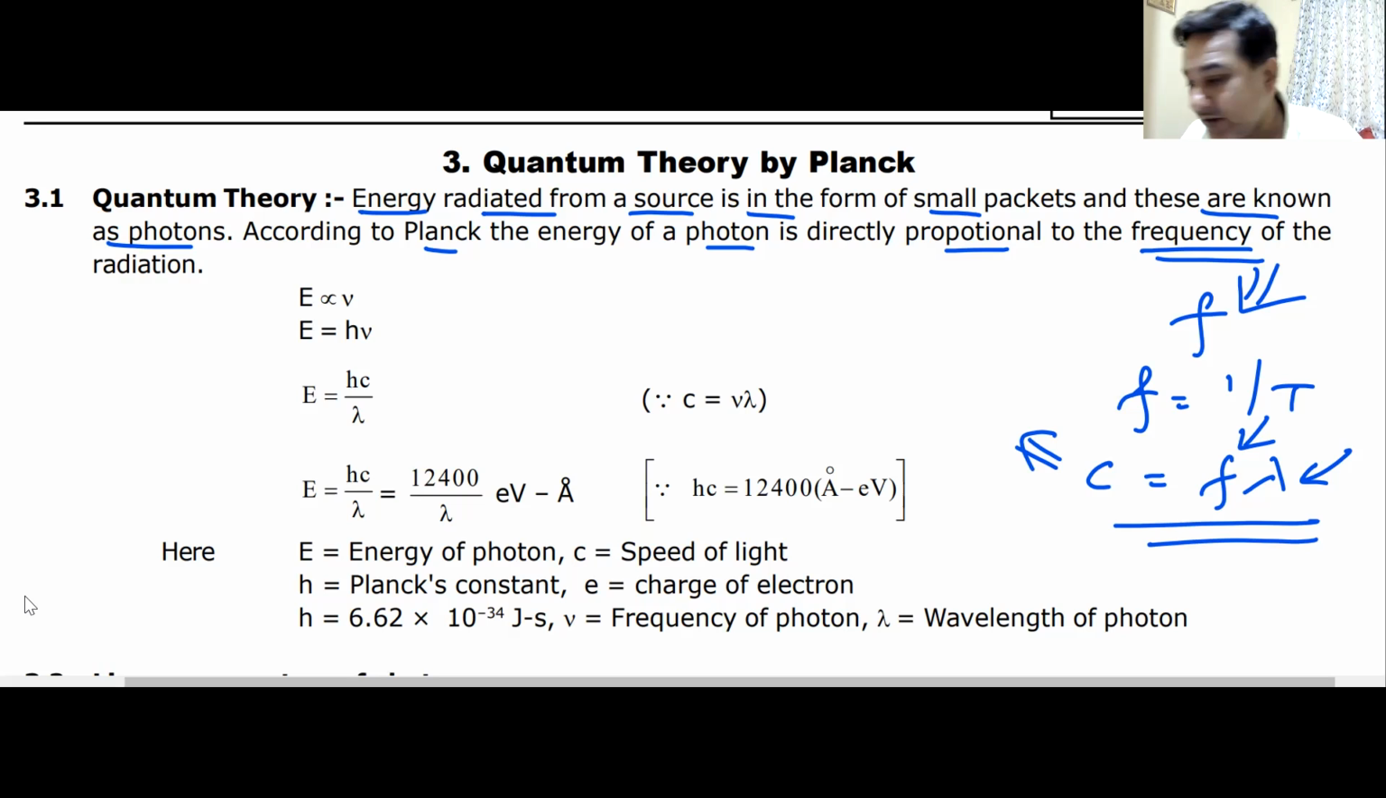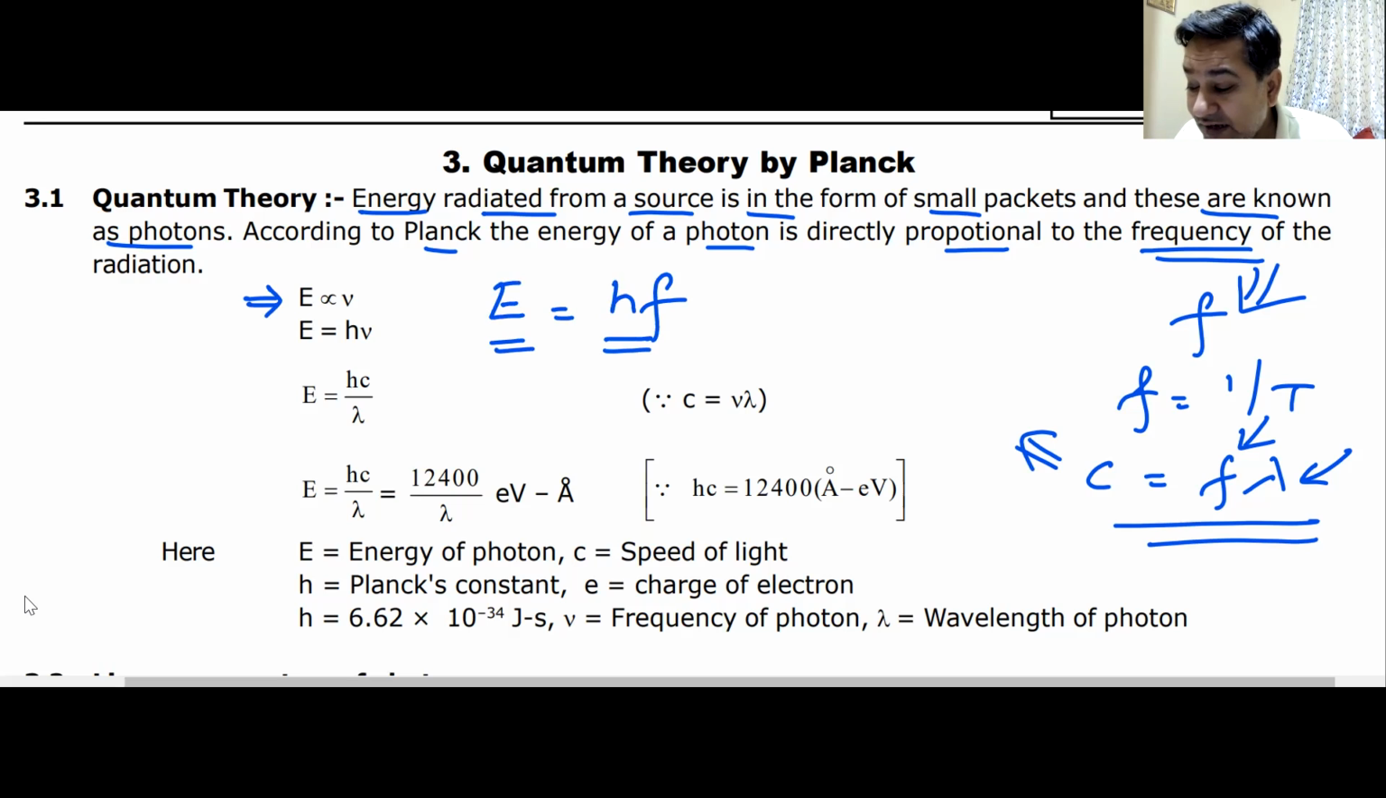What did Einstein know? What did Planck tell you? He was not talking about waves, he was talking about light. Light is a particle. He told us that light consists of small particles called photons, and each photon has an energy. How much energy does a photon have? It is directly proportional to its frequency, or I can write the energy of one photon as H multiplied by F.